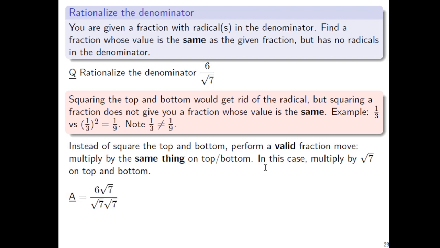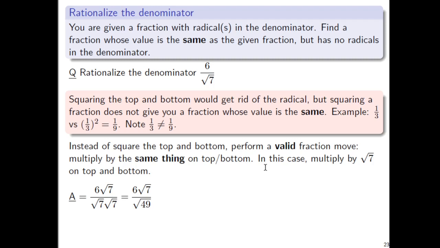So I hope you see that difference: if you were to square the top and bottom, which is not allowed, you'd multiply the top by 6 and multiply the bottom by root 7. So that's not allowed. We have to multiply by the same thing on top and bottom. So we've chosen here to multiply both the top and bottom by root 7.